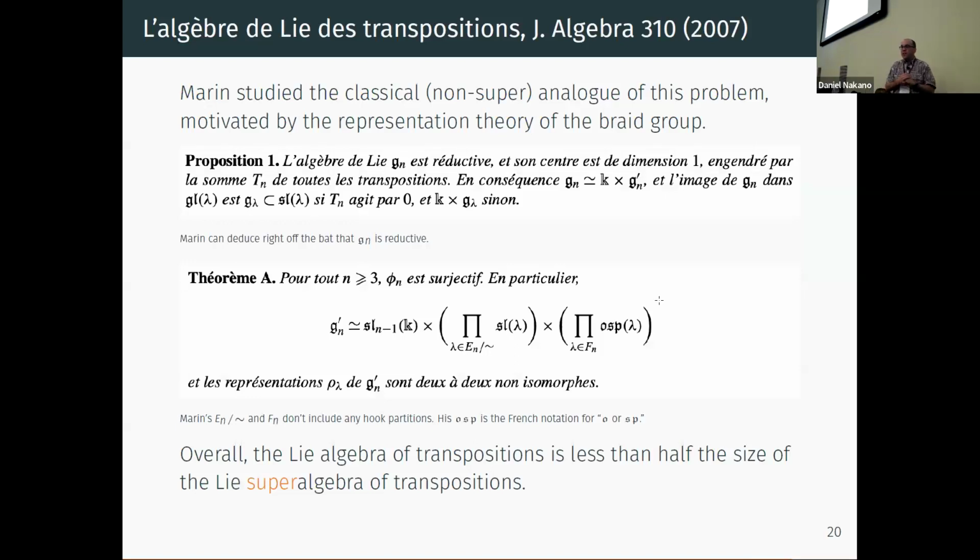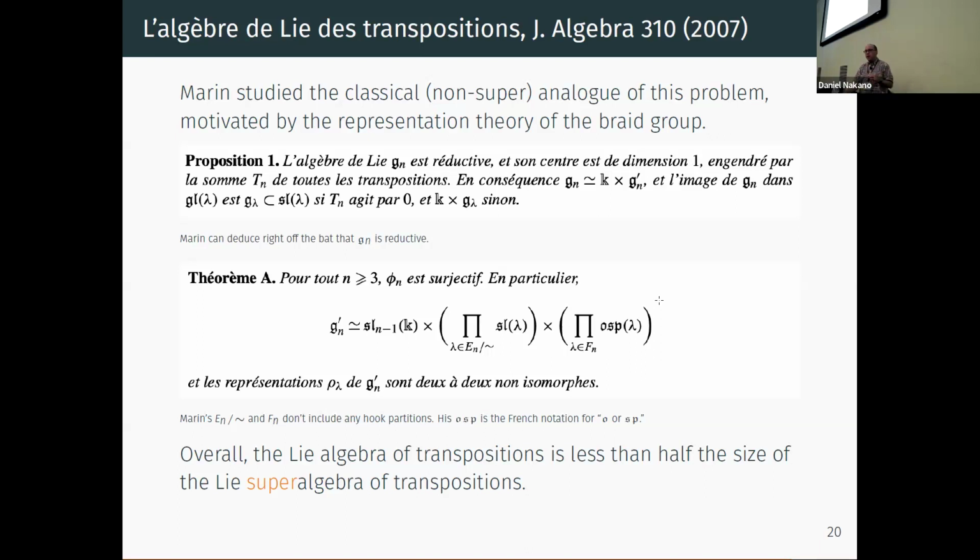Okay, so I said I would say a little bit about Marin, like where this was coming from in the classical case. To the best of our understanding, Marin's motivation was that he was looking at modules over Hecke algebras and tensoring two of those modules together. That's no longer a module over the original Hecke algebra, but it is a module over the braid group. And he wanted to understand how that tensor product decomposes. Through his thesis and some other papers, he evidently proved that the decomposition of that tensor product was controlled in some way by this Lie algebra, the Lie algebra of transpositions. So that's why he was interested in calculating it.